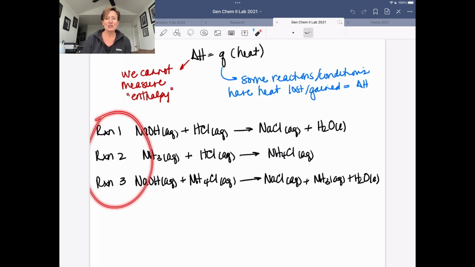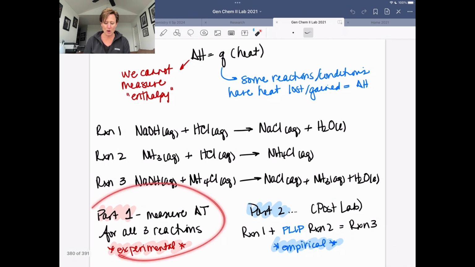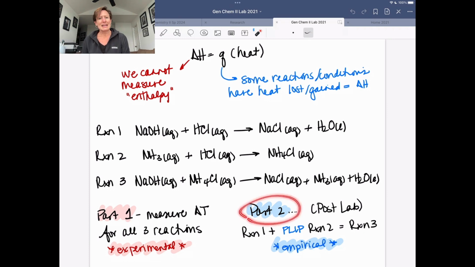So we're going to be evaluating these 3 reactions. We're going to be asking about the heat that's either evolved or taken in by these chemical processes, and we're going to use that to determine the enthalpy of these reactions. So that's really what part 1 is all about. We're going to be measuring temperature changes for these reactions, and that's an experimental method to determine enthalpy. It's really not even a second part to the lab. It's really part of your post-lab questions. It's actually going to be using an empirical method to determine the enthalpy of reaction 3.